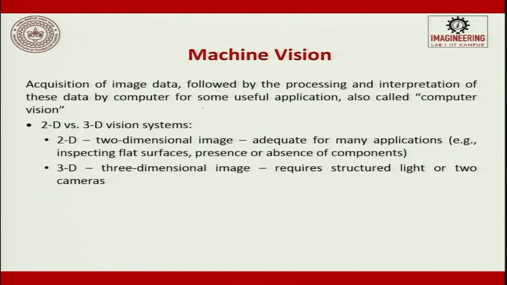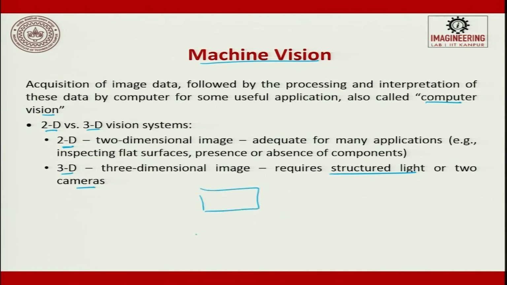So, the next part: we saw contact type, stylus, and we also saw CMM. Next we will go into machine vision. Machine vision is under non-contact type. It is the acquisition of image data followed by the processing and interpretation of these data by computer for some useful application, also called computer vision. So, there are 2D and there are 3D vision systems. 2D vision systems are adequate for many applications, for example inspection of a flat surface, or presence or absence of a component. But nowadays 3D vision systems have also come into existence, which require a structured light or two cameras to measure a 3-dimensional image.